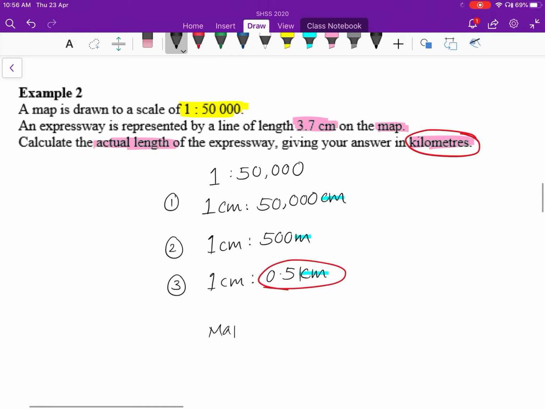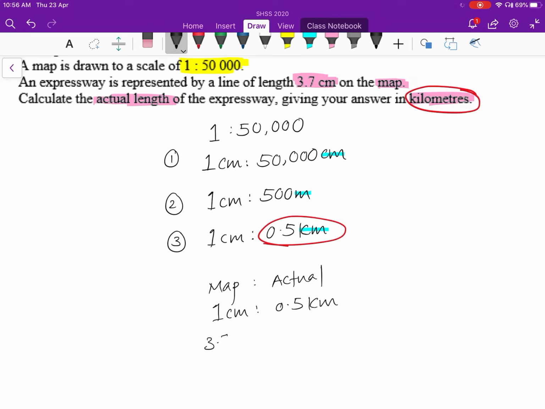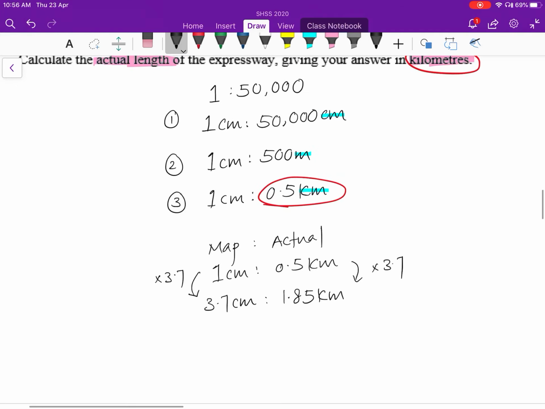So on the map is to actual. On the map is 1 cm. The actual is 0.5 km. On the map, if it's 3.7 cm, all you need to do is to multiply 3.7 on the left. On the right, you also need to multiply 3.7. You will get 1.85 kilometers. Alright, so you must write, this is the final answer, yes, but you still must write.